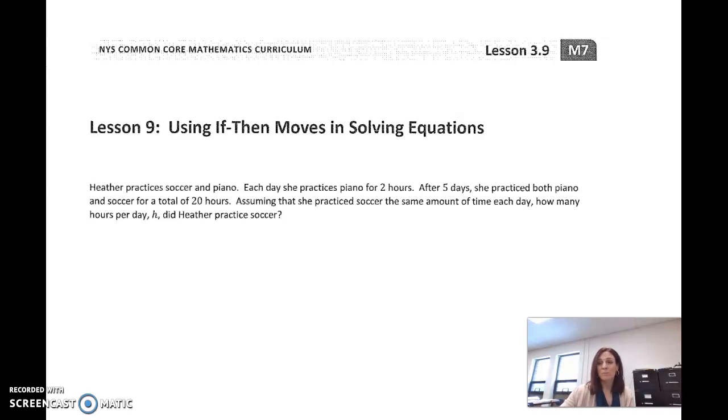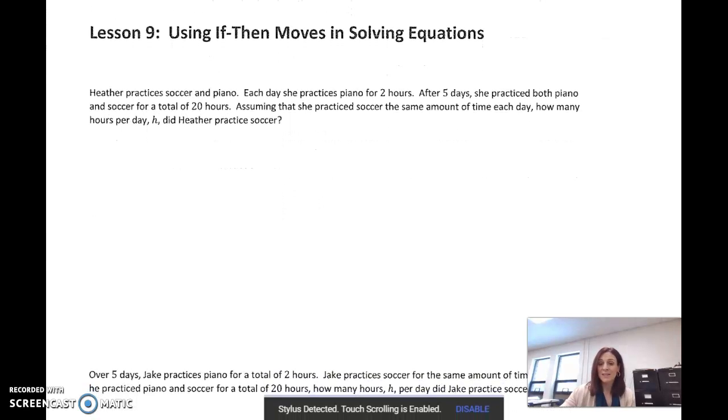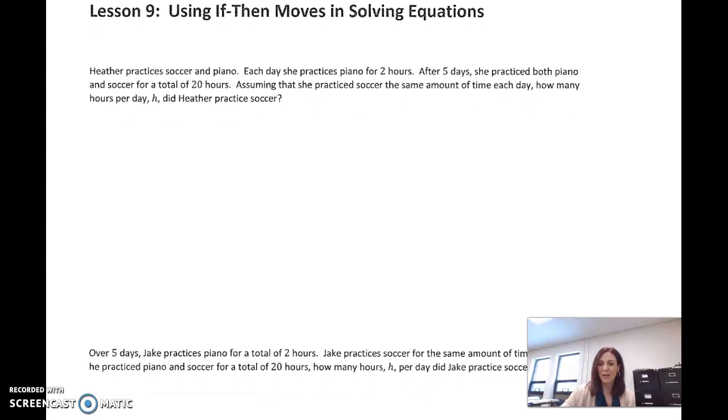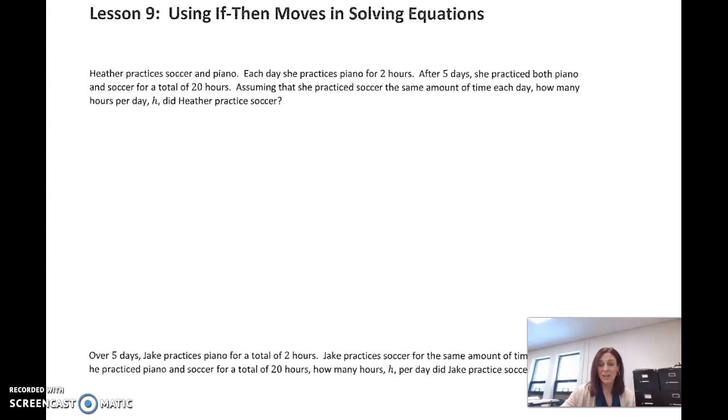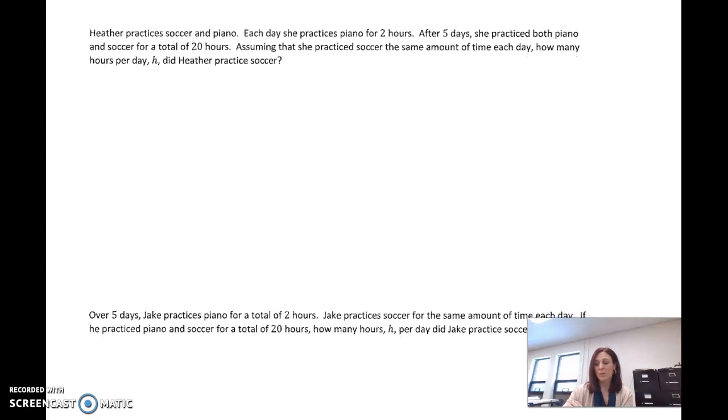So we're going to start just by looking at similar problems, but different equations, okay? Our solving then still gets into the if-then moves. If these two things are equal, then I can add, subtract, multiply, or divide the same thing to each side, and they'll still be equal. Okay, so let's start with this first one here.